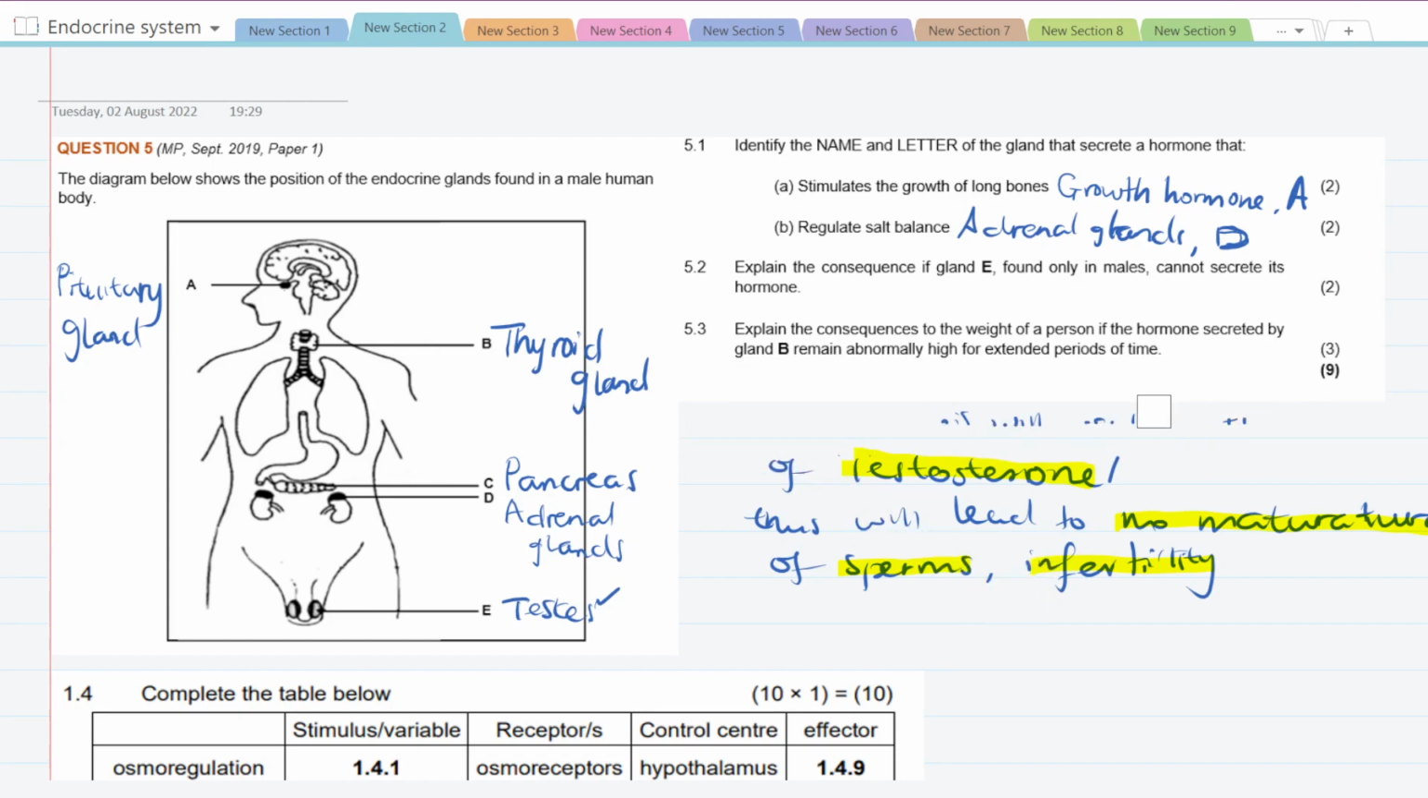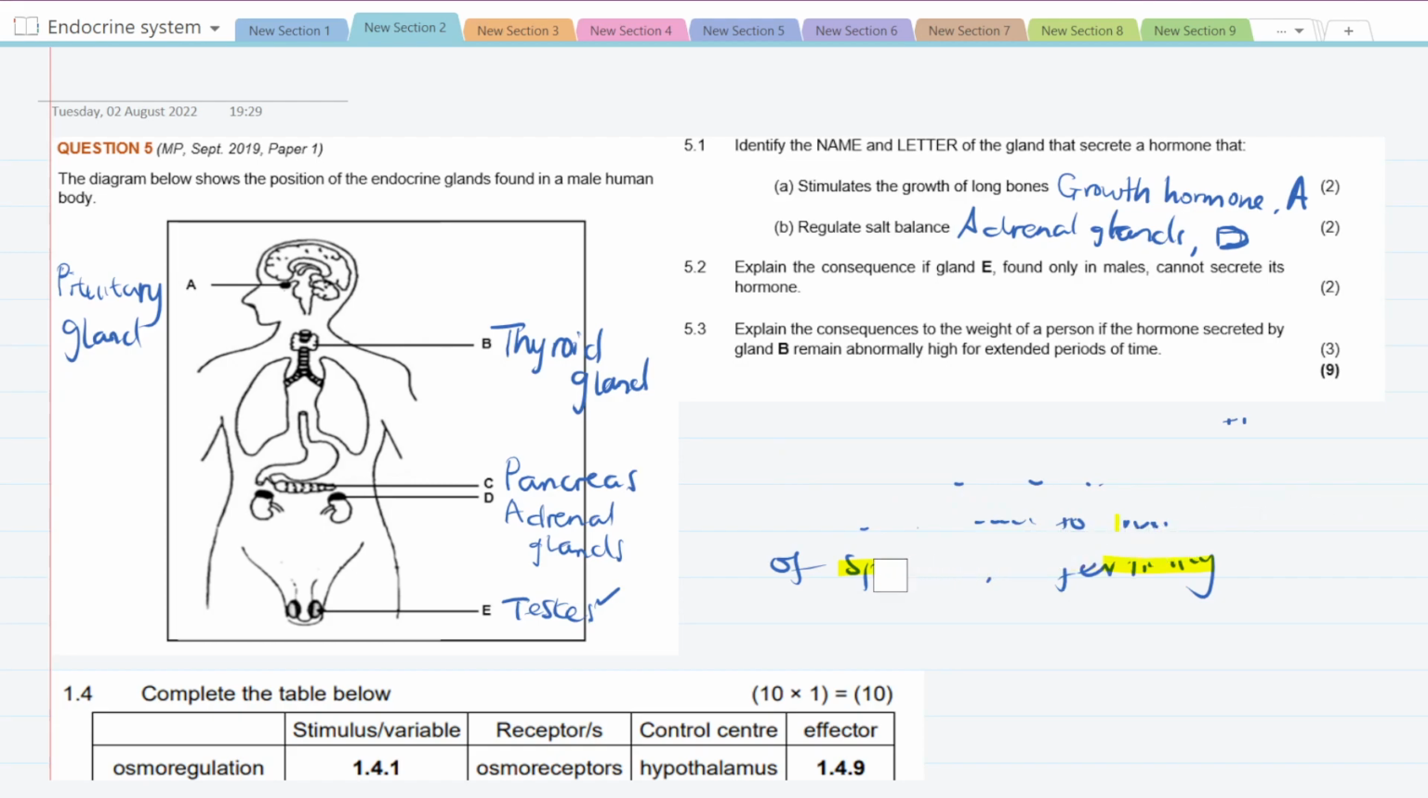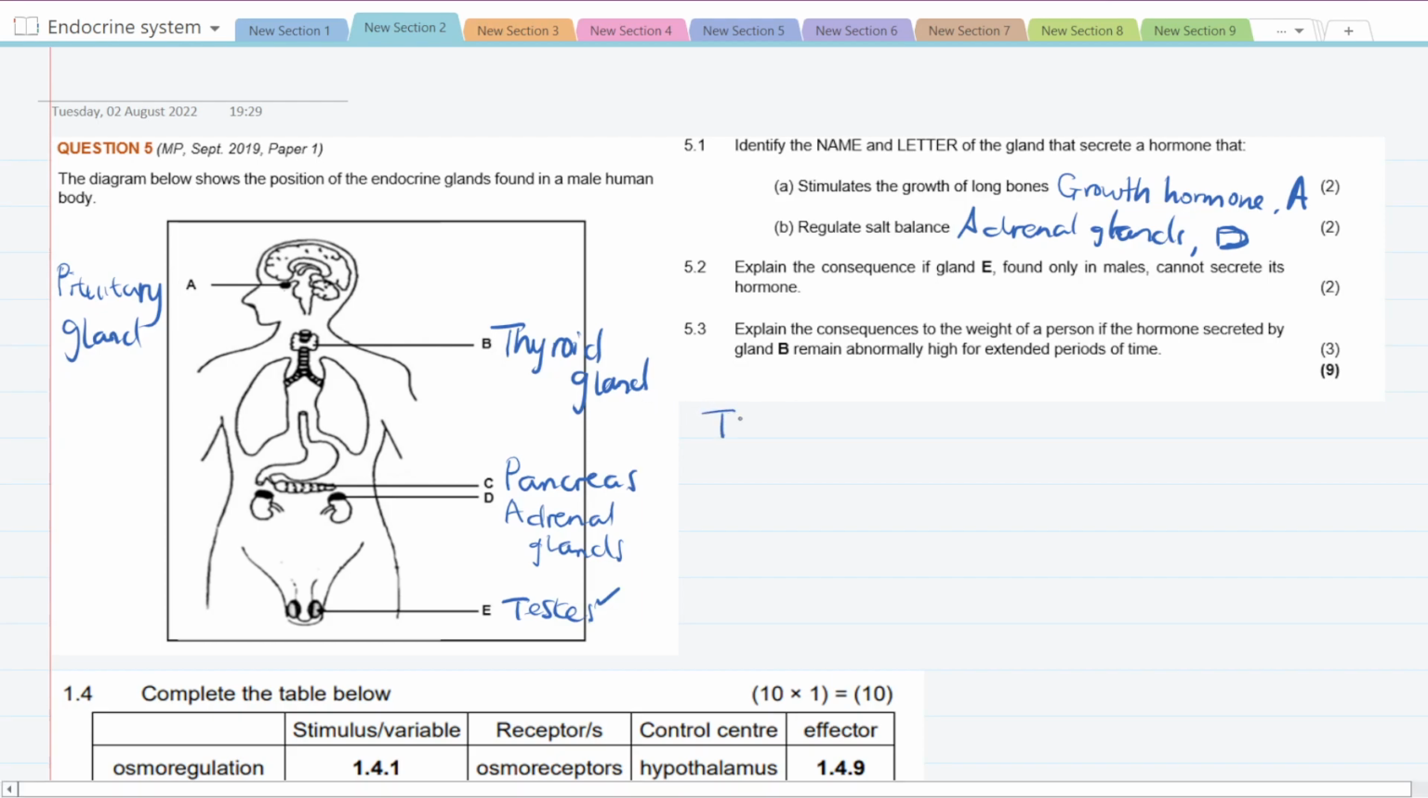So let's have a look at 5.3, which says, now explain the consequence on the weight of a person if the hormones secreted by gland B remain abnormally high for extended periods of time. So for this one, now you have to go back to remembering what hormone gland B secretes. So gland B secretes thyroxine. So we are going to talk about thyroxine.